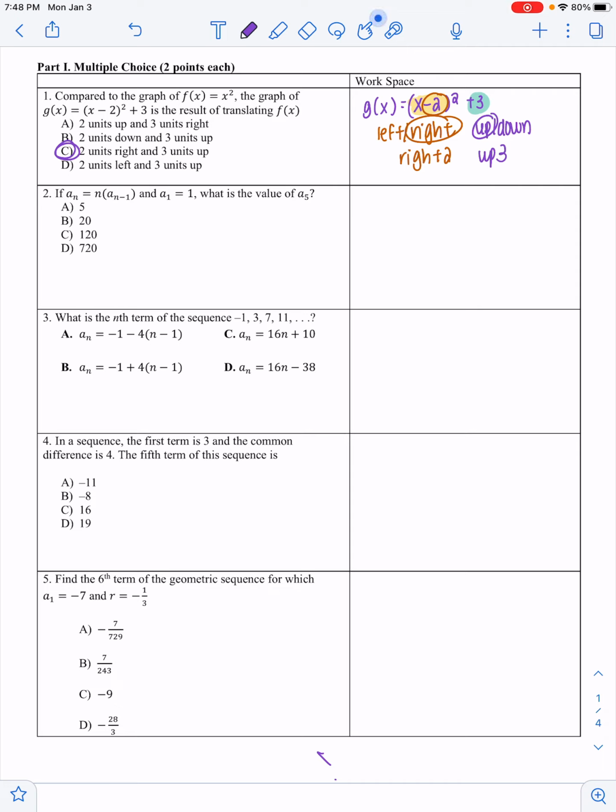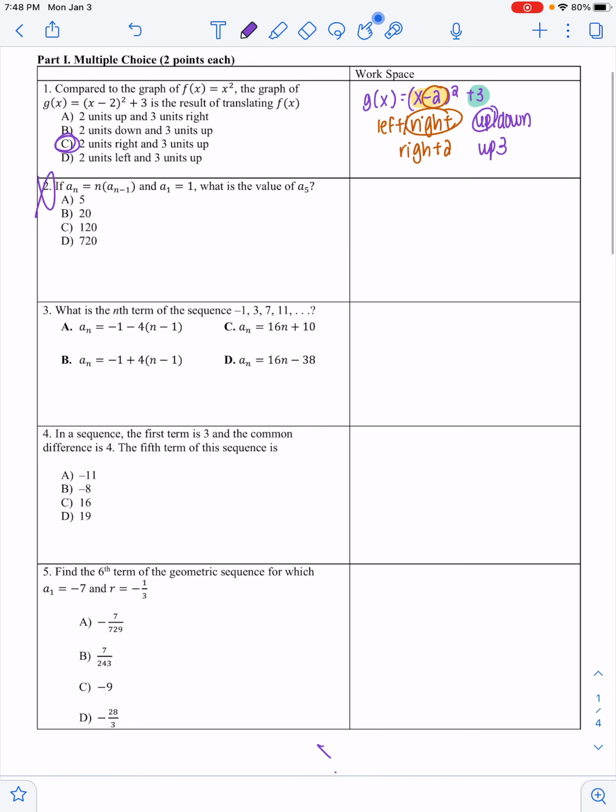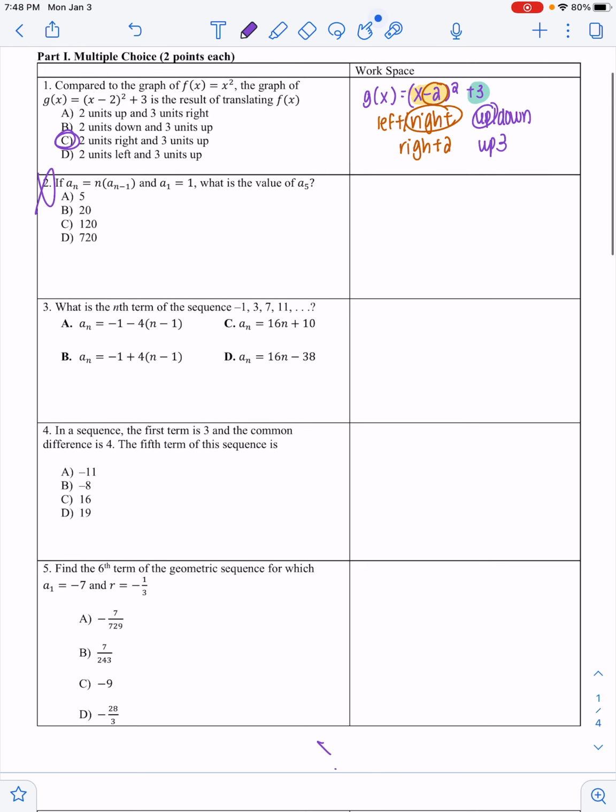Number 2. We had actually decided to skip. Okay. Let's try to do number 3 together. What is the nth term of this sequence?